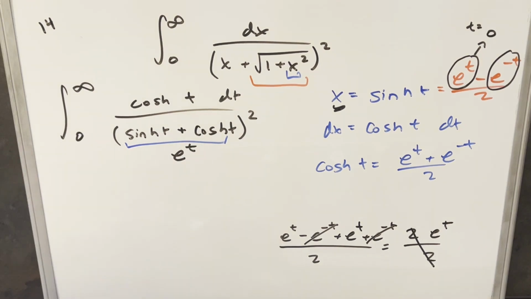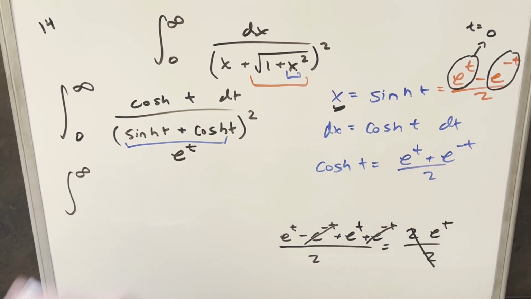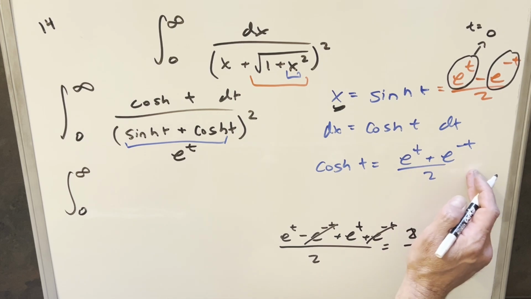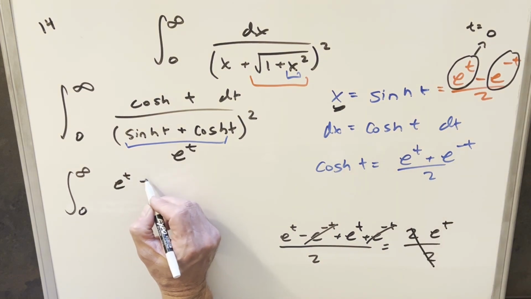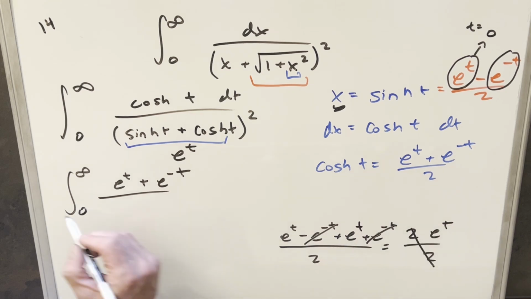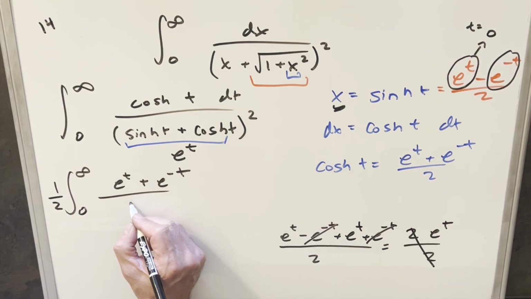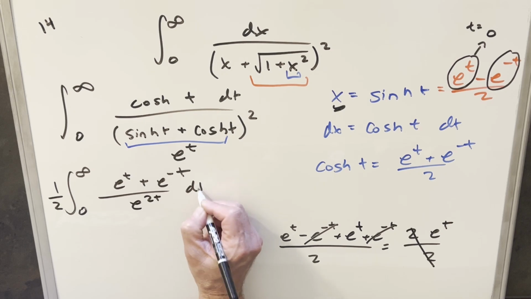So now I'll rewrite this, but I'm going to put everything in terms of exponentials, and I'll remove all the sinh and cosh terms. For cosh t, we'll write it as e to the t plus e to the minus t, but for this 2, we'll bring it out front as a 1/2. And then here we're going to have e to the t squared. I can write that as e to the 2t dt.